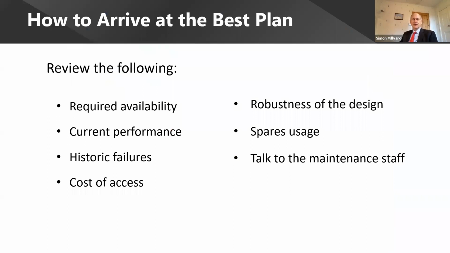And then how do you arrive at the best plan? So you've done your FMECA analysis. You've considered all you want to consider about access challenges. This is what you need to get on the table. You need to look at the required availability, your current performance. And if your current performance is sparklingly good, then either leave it alone and carry on doing what you're doing, or you might have an opportunity to cut some of your costs down. Look at your historic failures. What were they? Why did they happen? Can we stop them happening again? How expensive is it to get there? Because it does vary. And how reliably can you get there? And how robust is the design?